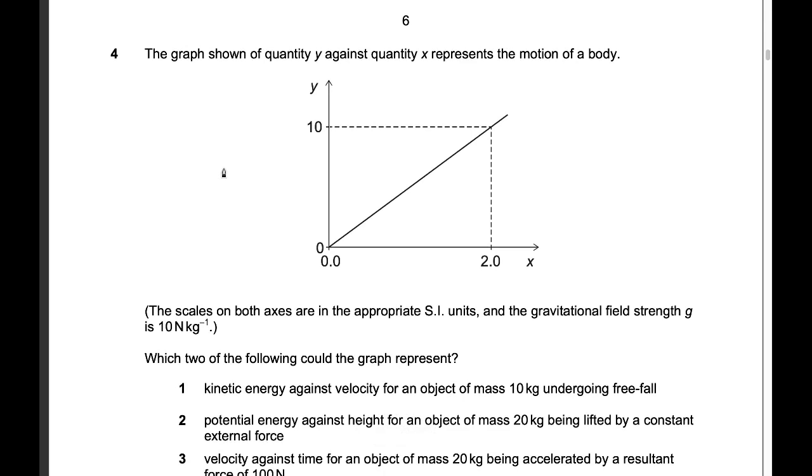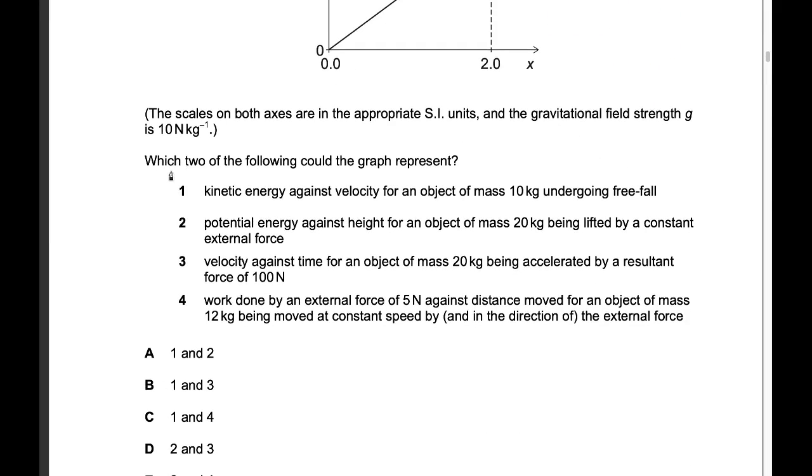Right, question 4. We have a graph that shows a quantity y against a quantity x. We're not supposed to know what they are yet, but we can see that there's a gradient of 5 on this graph. You can work this out by doing change in y over change in x. So in this case, that would be 10 over 2, which is equal to 5. Okay, so we've got two quantities that are directly proportional to each other, and the constant is 5. So which of the following could represent this graph?